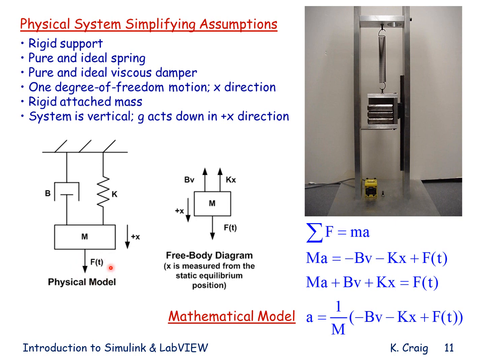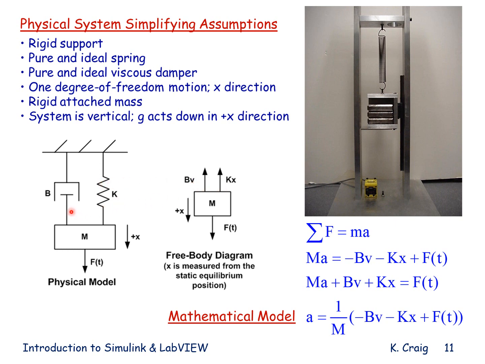F of t simply represents any externally applied force that I might apply to my mass. The spring force and the damping force are due to my pure and ideal spring and pure and ideal damper. The spring force is proportional to the relative displacement of the ends of the spring. One end of the spring is connected to ground, the other to the mass. As the mass moves in the x direction, the spring gets stretched, the spring is in tension, and the force acts up, equal to k times x.